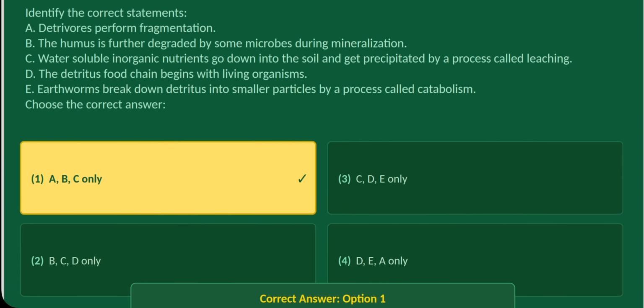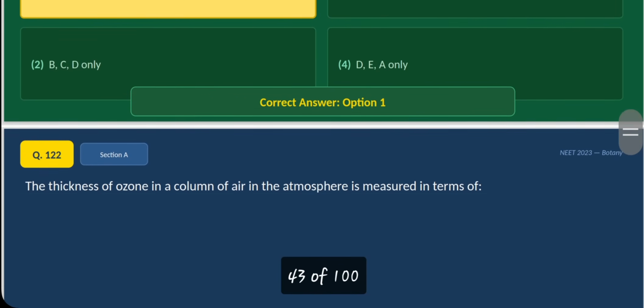That is also correct. Water soluble inorganic nutrients go down into the soil and they get precipitated by a process called leaching. This option is also correct. The detritus food chain begins with dead organisms, not living organisms. Earthworms break down detritus into smaller particles by a process called catabolism. That is wrong. It is not catabolism. So A, B, C are the correct answer.